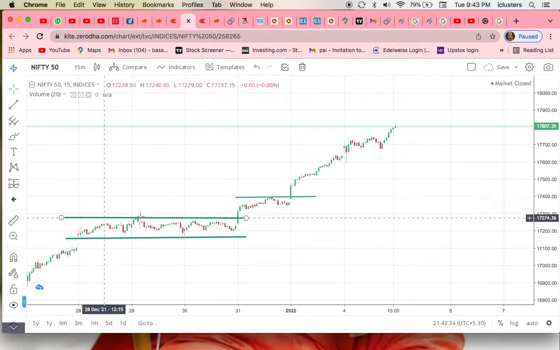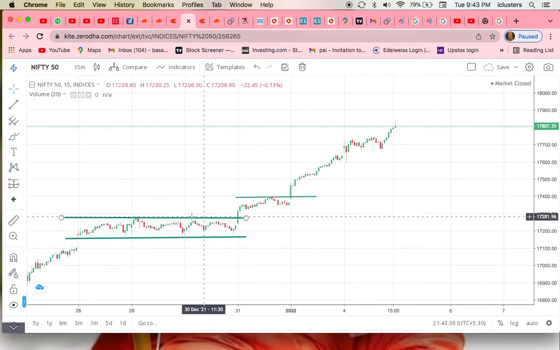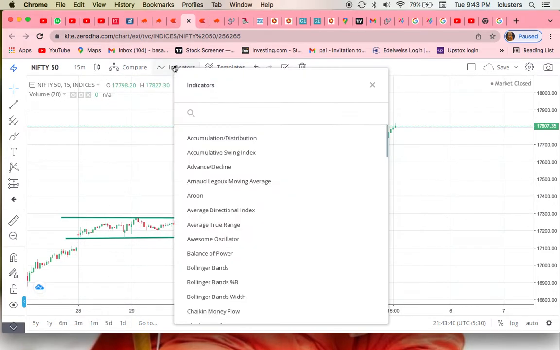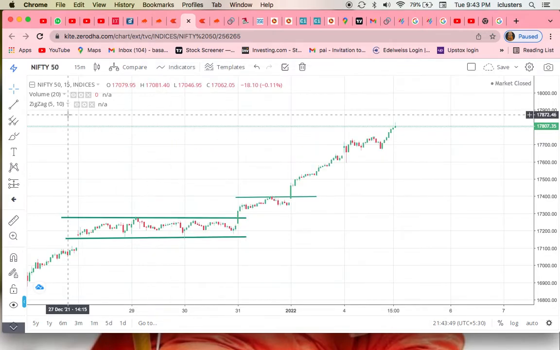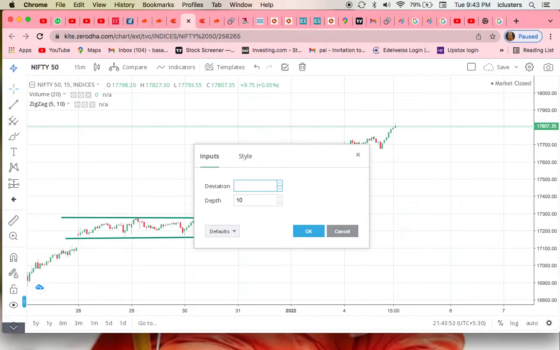I like drawing support and resistance, and you can also draw trend lines. And another thing, you can use indicators, like the technical zigzag indicator. It will help you see how price is zigzagging. Change the time frame here, click on OK.